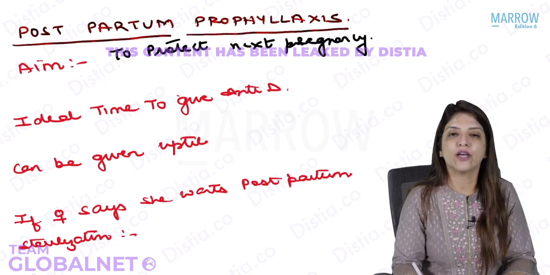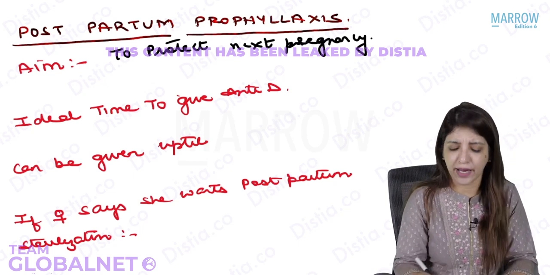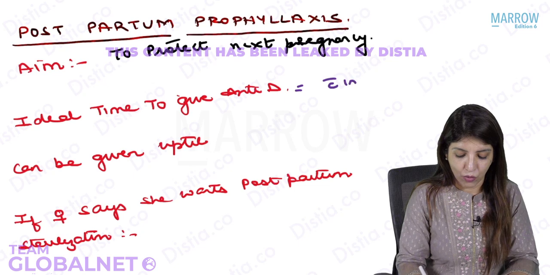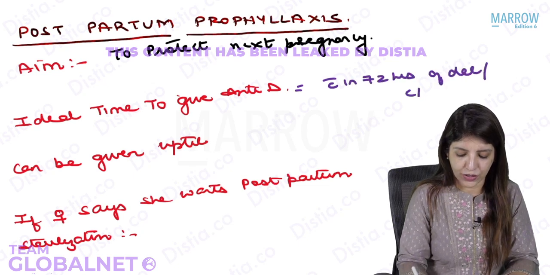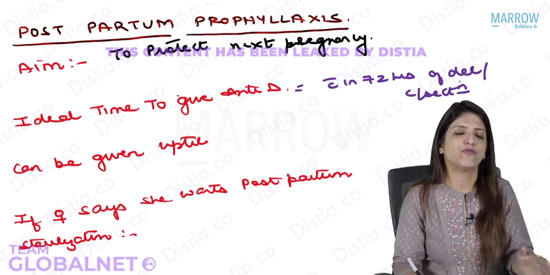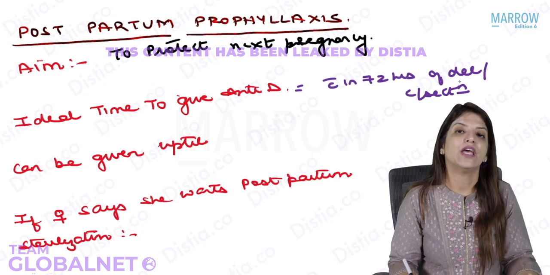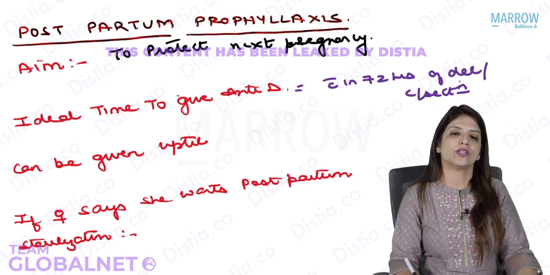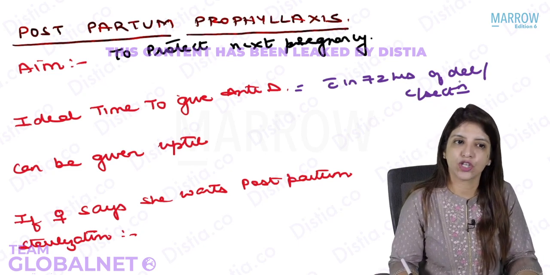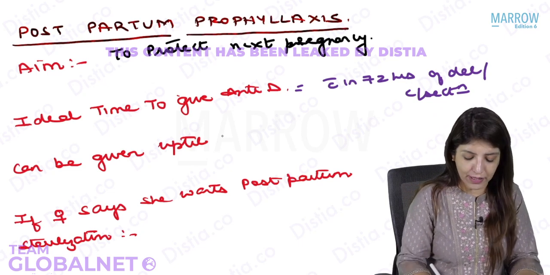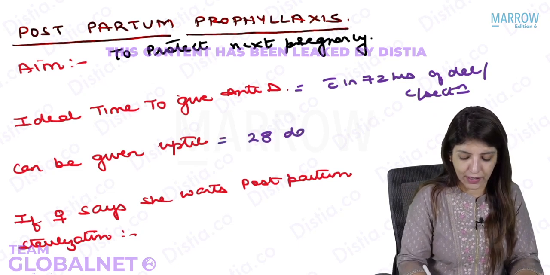At what time are you going to give anti-D? The ideal time to give anti-D is within 72 hours of delivery or cesarean section, whatever. If the patient had undergone vaginal delivery, then within 72 hours of vaginal delivery. If the patient had undergone cesarean section, then within 72 hours of cesarean section. But then it can be given up till 28 days.